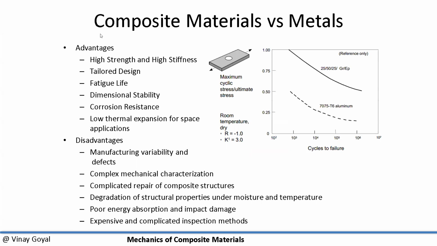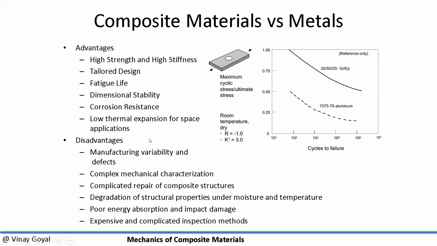When I look at composite materials versus metals, the advantages are high strength, high stiffness, tailored design, fatigue life, dimensional stability, corrosion resistance, low thermal expansion. Here I can see a fatigue curve, and the fatigue curve compares the fatigue of composites versus aluminum. Clearly here you can see the increase in life for the same stress.